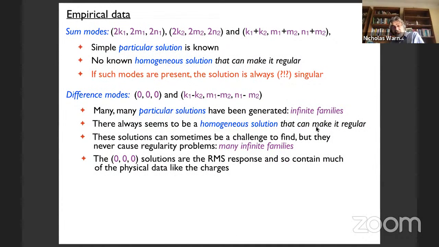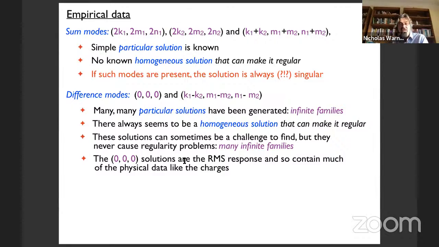Oh, one other thing about the difference modes. Physically, the 0,0 modes, the ones where the modes exactly cancel, K1 is K2, and they cancel out perfectly, are probably the physically most important part of the solution. All these other modes wiggle. They are therefore multipoles, higher multipoles. The 0,0 modes are the RMS response.